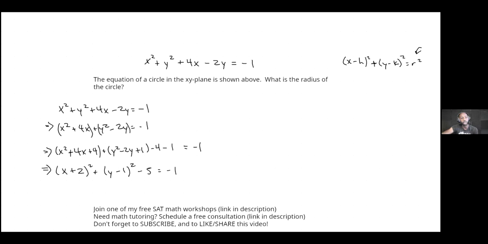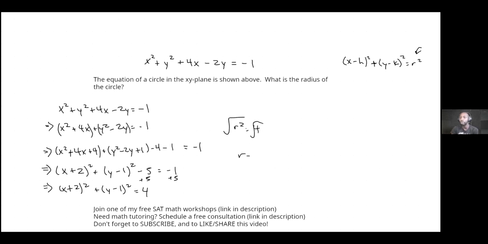Final step is you need to move that -5 over here. So x plus 2 squared. Let me erase that so it's not misleading. Plus y minus 1 squared. We would have needed to add that to both sides. Equals 4. So r squared is equal to 4, and therefore r is equal to 2.